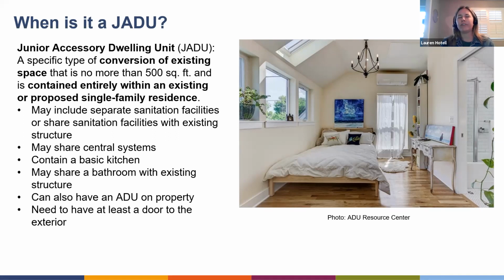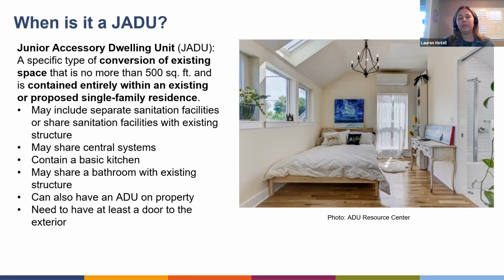You can add about 150 square feet of conditioned space to allow for egress. So you can't build a whole separate room and turn that into a JADU. It has to be an existing space that you're adding 150 square feet or less to create. They can include separate sanitation facilities, or they can share a bathroom with the existing structure. They can share central systems, so HVAC and water heating. It contains a basic kitchen, so it doesn't need to be a full stove, oven, and sink and everything.